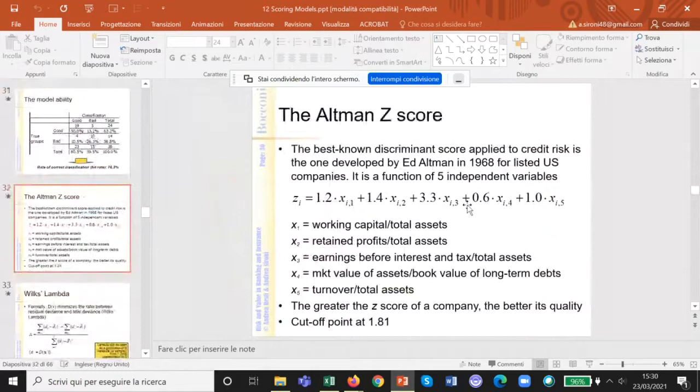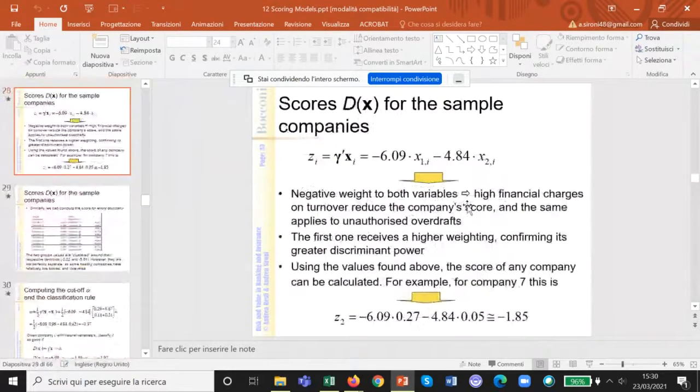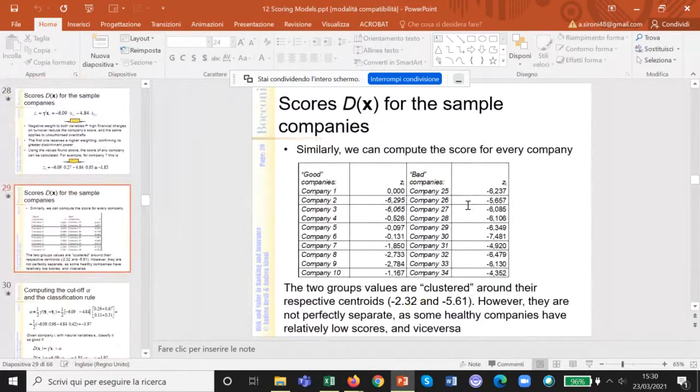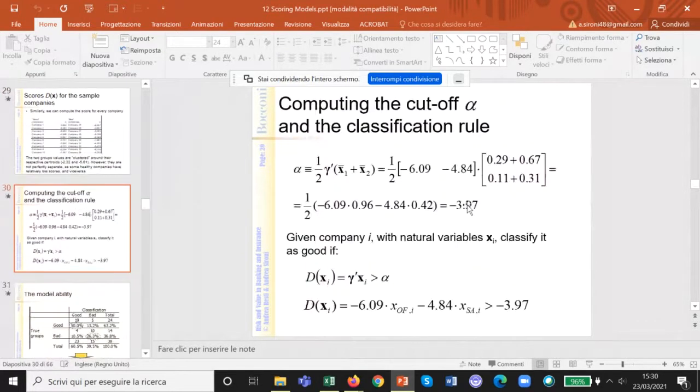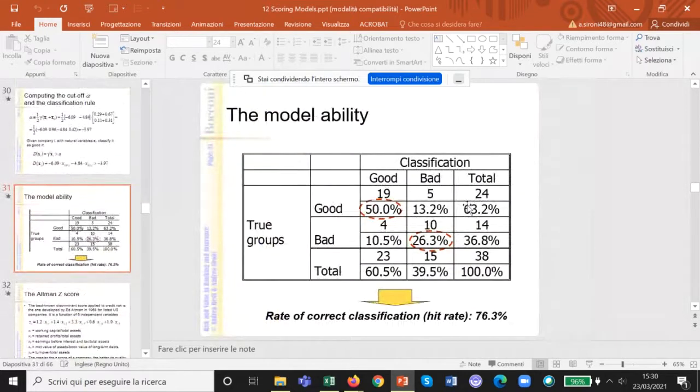And this can be done for all these companies, and therefore can be used to decide whether they're good or bad based on this cutoff point, okay? Now, if we do apply that rule, what do we get? We get a kind of classification rule that would lead to these results.